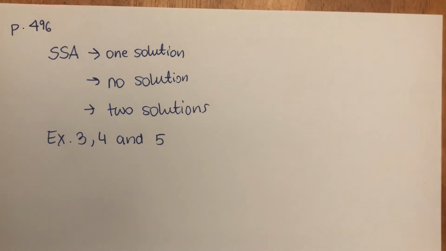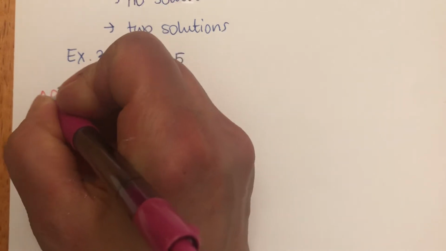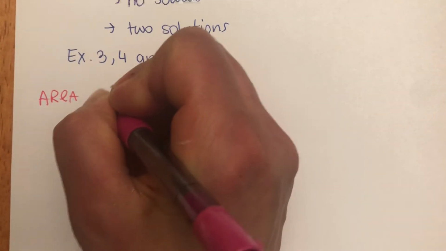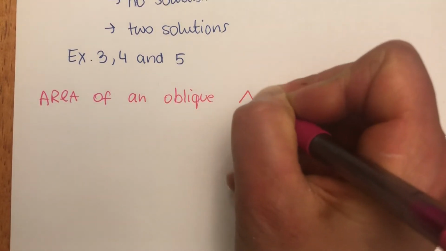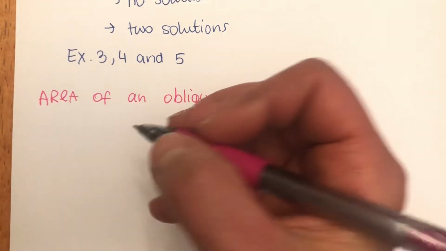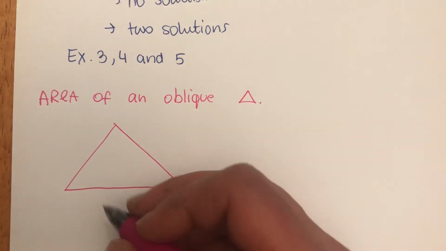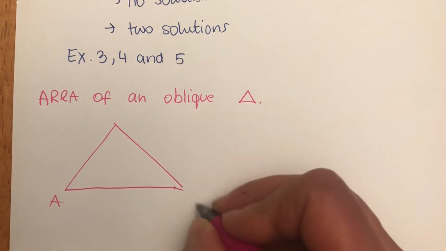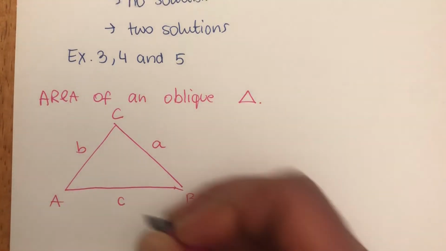What I want to do is talk about the area of the oblique triangle, and then we'll finish there. So there's a formula of a triangle that will include trigonometric functions. Well, again, let's start with drawing a picture of a triangle, and then we'll talk about that. So if this is A, this is B, and this is C. This is my side A, this is my side B, and this is my side C.